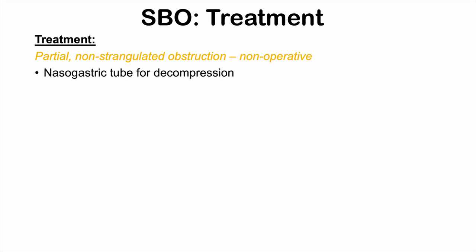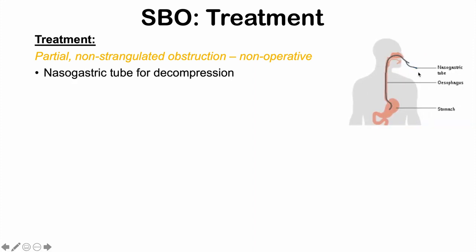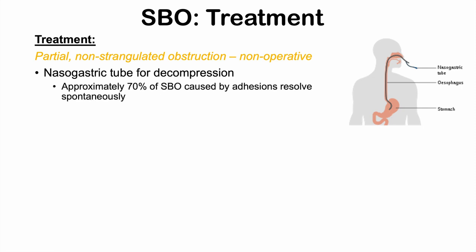Now let's talk about the treatment of a small bowel obstruction. So with partial and non-strangulated obstructions, oftentimes they are managed non-operatively. So a nasogastric tube is placed. A nasogastric tube is a tube that is placed into the nose and it runs all the way down into the stomach. And this is done for decompression. So it essentially sucks out all of the stomach contents. So this can help with symptoms quite a bit.